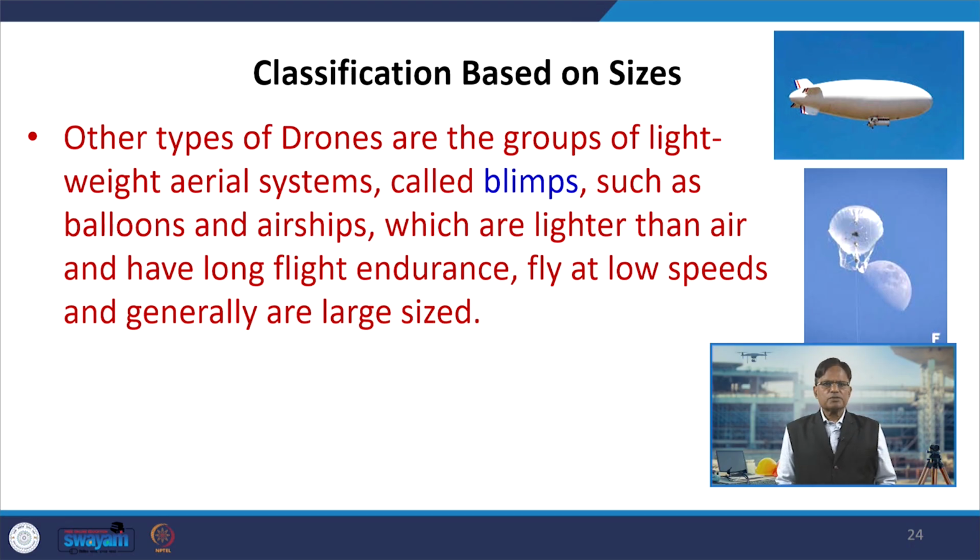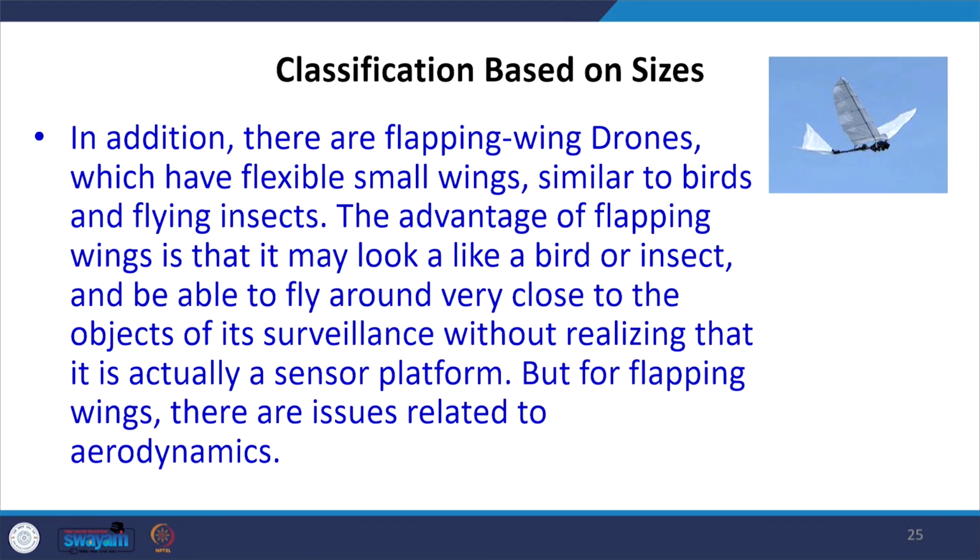The other type of drones are the group of lightweight aerial systems which are called blimps. Such as we have seen, they look like a balloon, or the airships, which are lighter than air, and they can go up and have a long flight endurance. They fly at a low speed and are generally very large in size. So, you can see here the blimps in the form of the airship and in the form of the balloon. They can stay in the air for a longer time and can collect the data for the area. Classification based on the size.